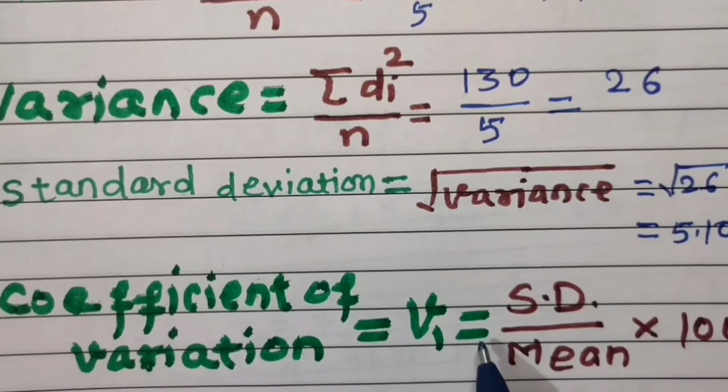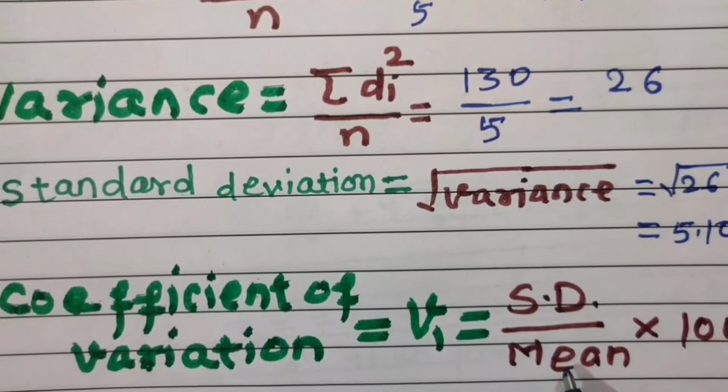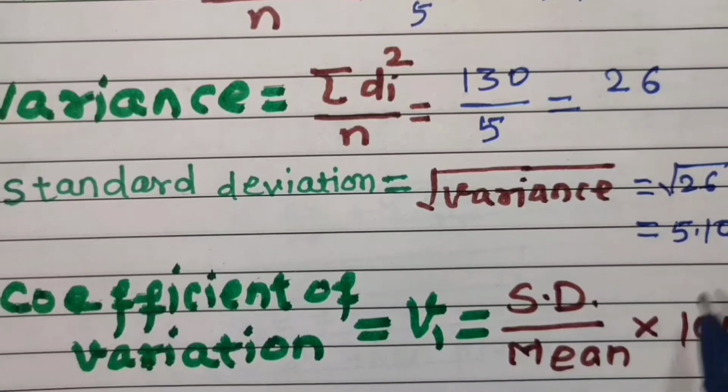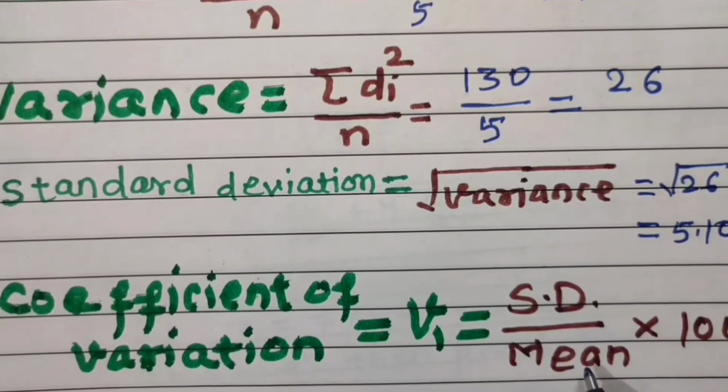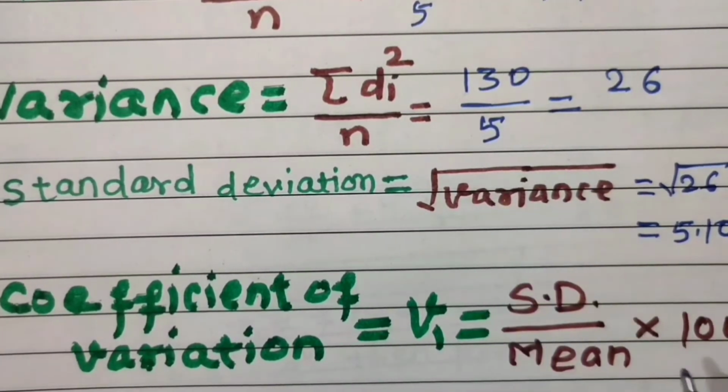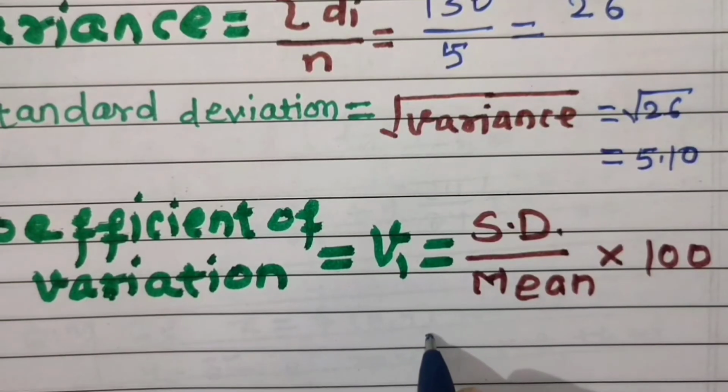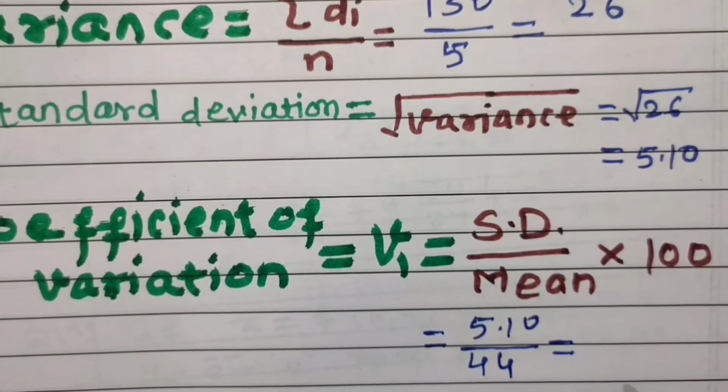Now formula for coefficient of variation, which is suppose V1 for group A, which is equal to standard deviation divided by mean. Here standard deviation is 5.10 divided by mean. Mean is 44 into 100. So V1 is equal to 11.59.